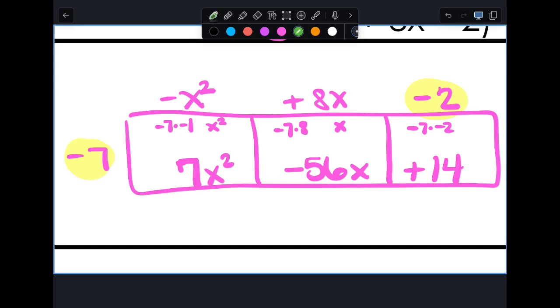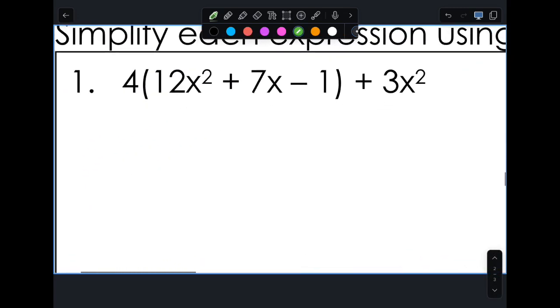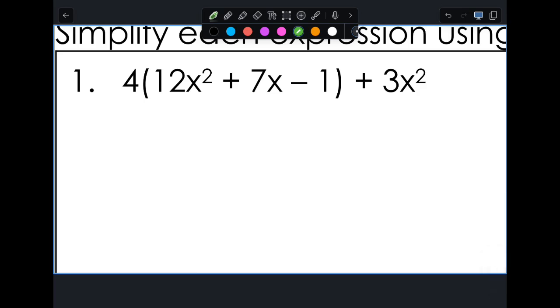Questions so far? All right. Now let's try doing the same thing, but without those boxes, without that crutch, right? So we're going to multiply first. 4 times 12 is? 48. Bring down the? X squared.